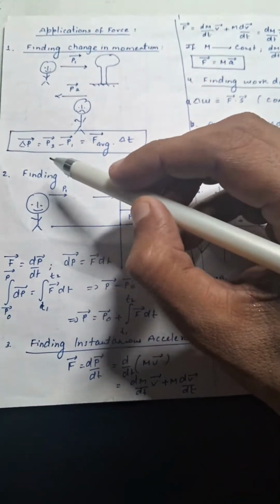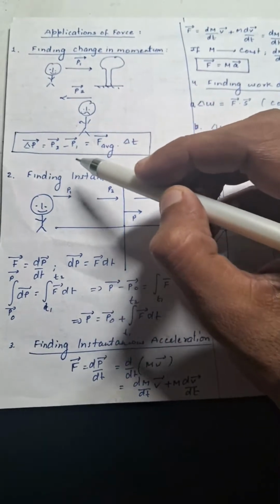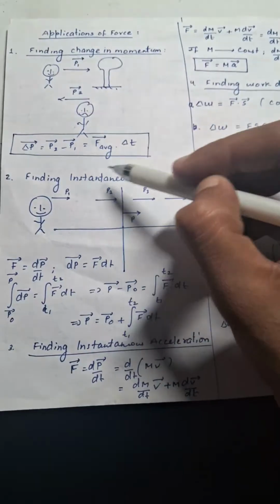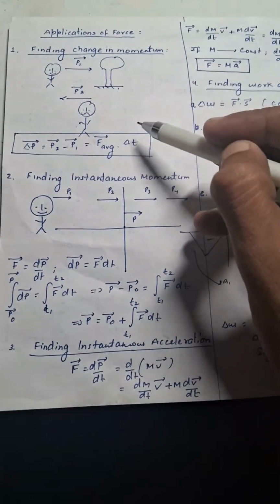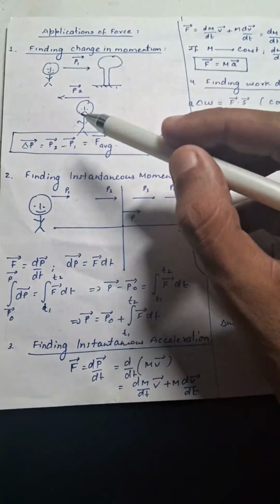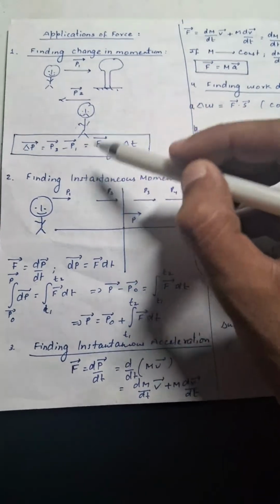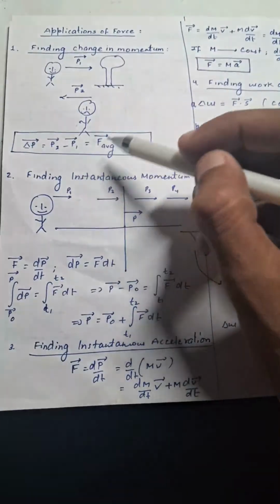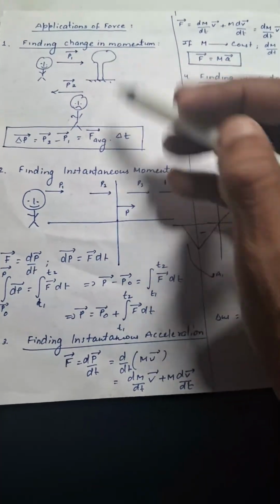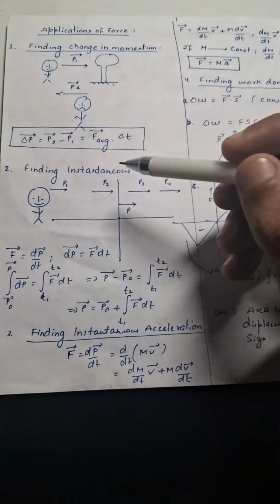Change in momentum is final momentum minus initial momentum, and this is also written as average force multiplied by the time interval. So this is how we define the force. The average force on a body is equal to the change in momentum of the body divided by the time interval. So this is the first application of the force.